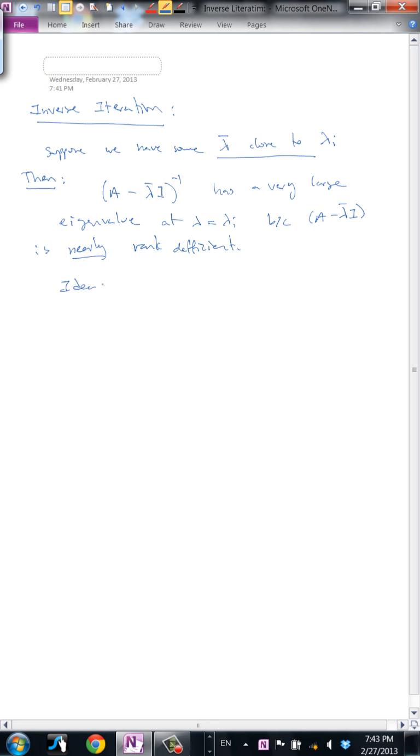So the idea is to do power iteration using A minus lambda bar I inverse, using this inverse matrix. Of course, this assumes that not only do we know lambda bar, but that we also have a way of computing this inverse more efficiently than the original problem itself. Building off of this idea, there's something called the Rayleigh Quotient iteration.